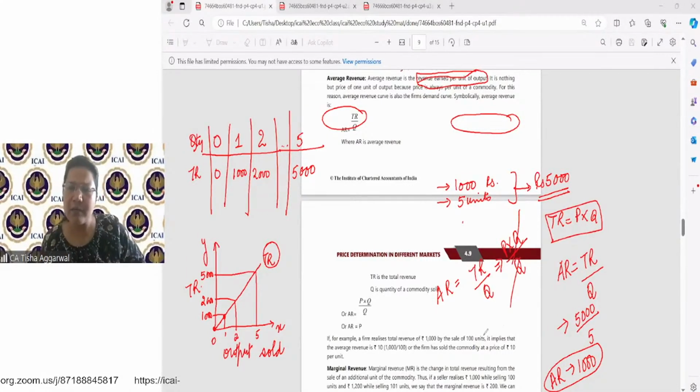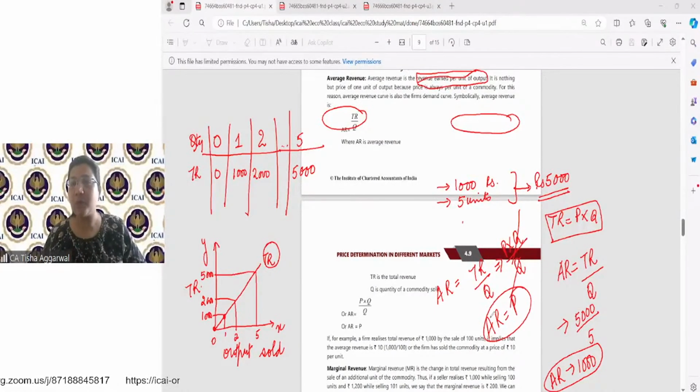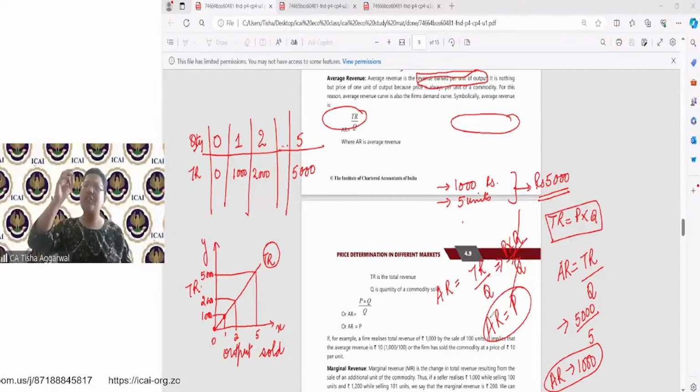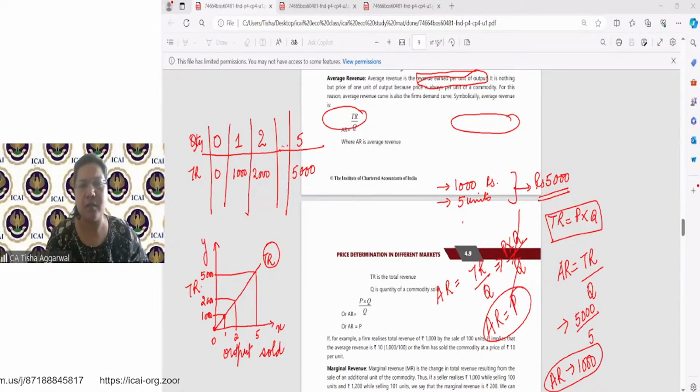Simplification, we called it in maths. AR is equal to price. That means what is the average revenue that Palak earns? The average revenue that Palak earns is nothing but the price. How much is she selling the product for? That is what is her average revenue. I hope it's clear.